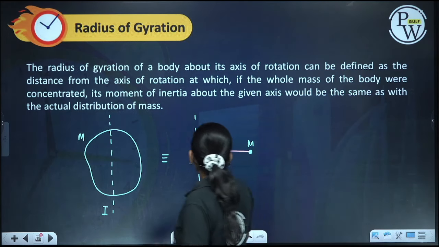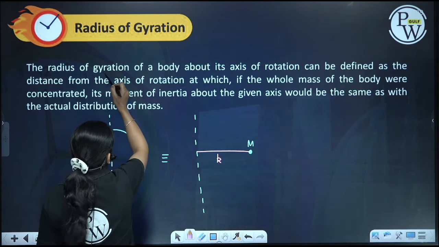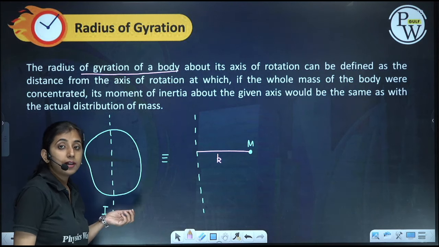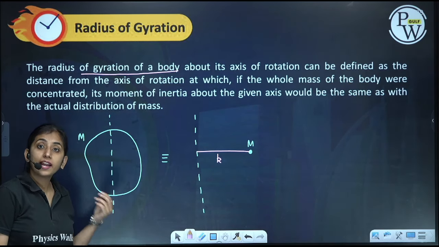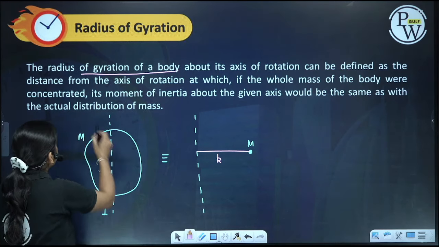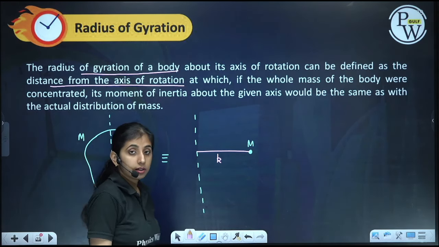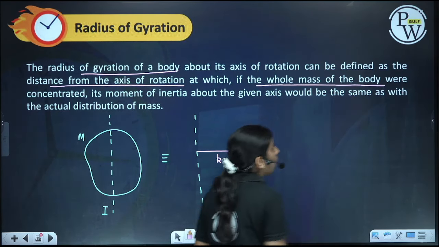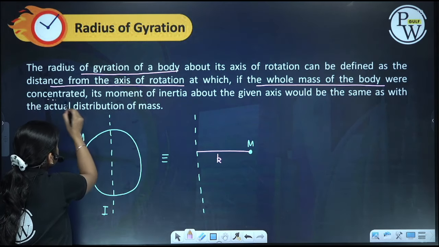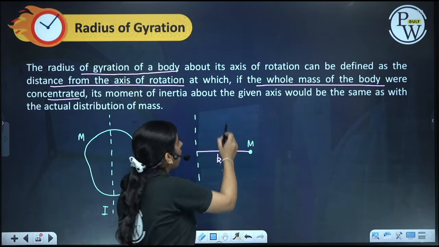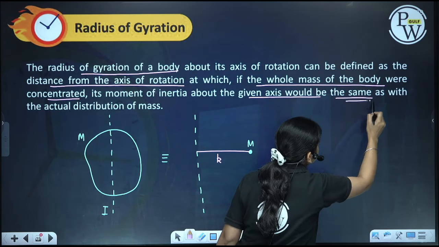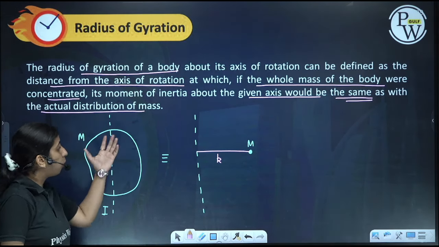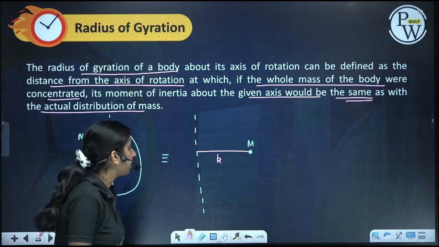Okay, so K will be our radius of gyration. Radius of gyration of a body about its axis of rotation. Just like moment of inertia, it is also defined about an axis of rotation. It can be defined as the distance from the axis of rotation at which, if the whole mass of the body were supposed to be concentrated, then its moment of inertia about the given axis would be the same as with the complete mass distribution. So in both cases the moment of inertia will be the same.